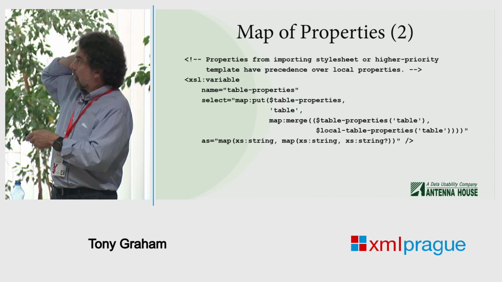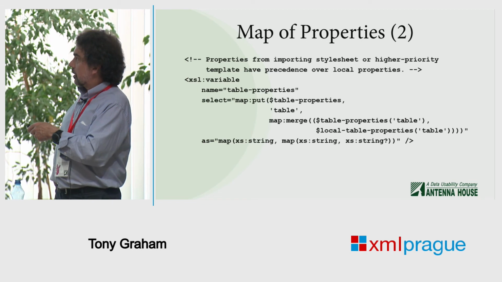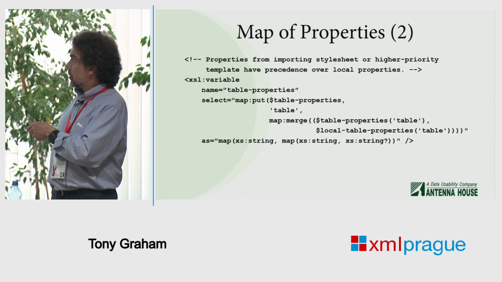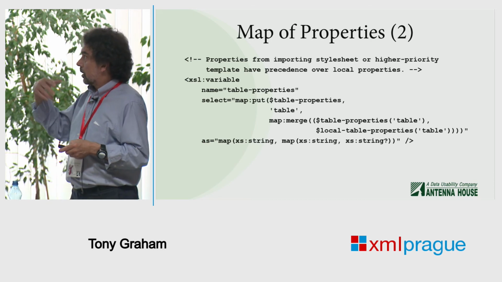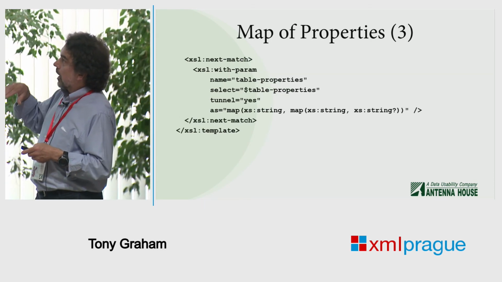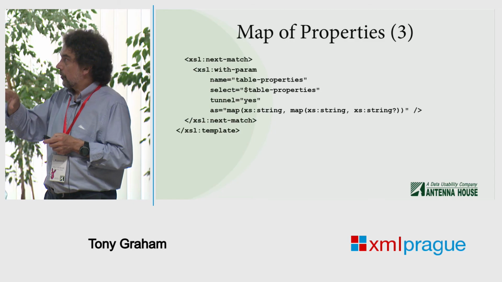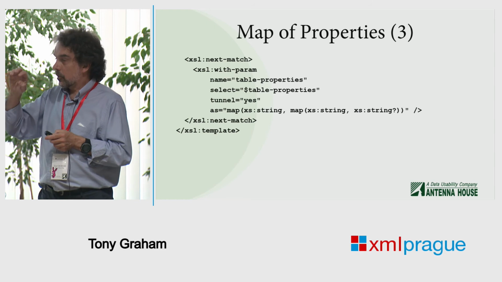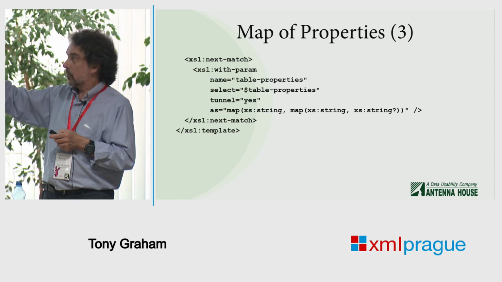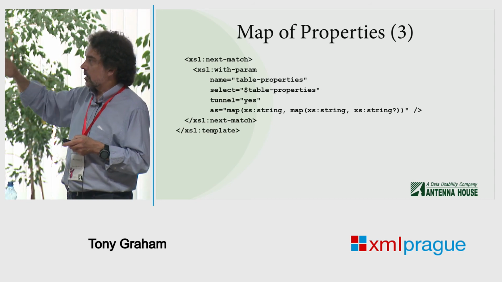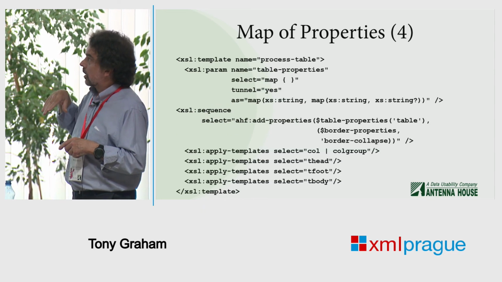So the next step is to merge the ones I inherited, potentially, whatever they are, and to take priority over the ones that are declared here, and then to use next-match to find the next less specific template for these standard tables and provide my set of properties to it, and it would use my set of properties to override whatever else it would declare.